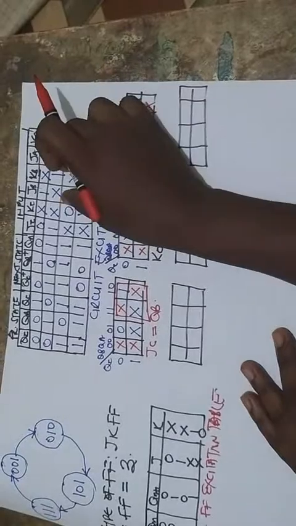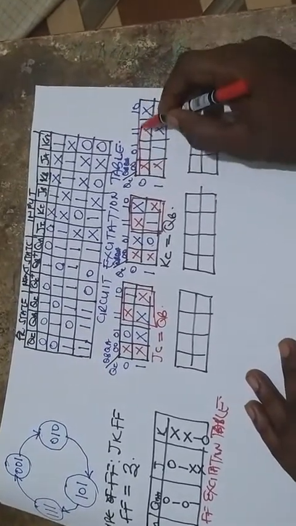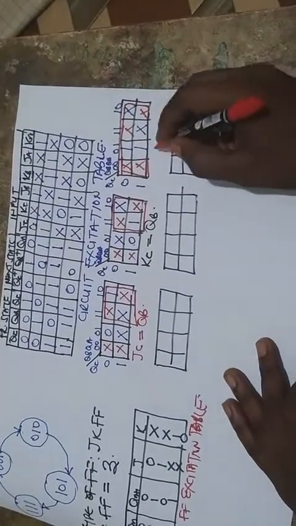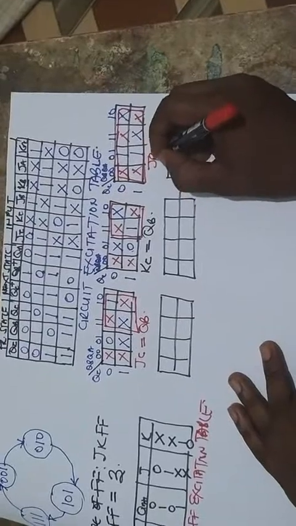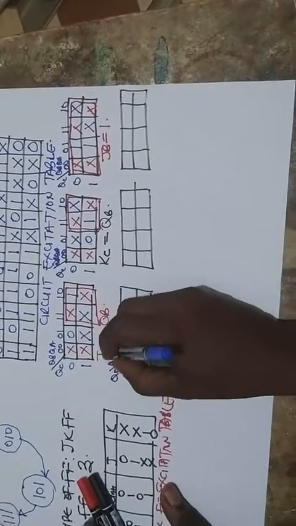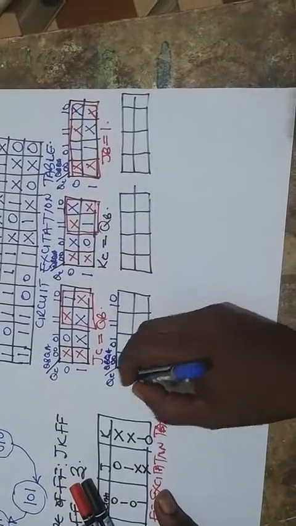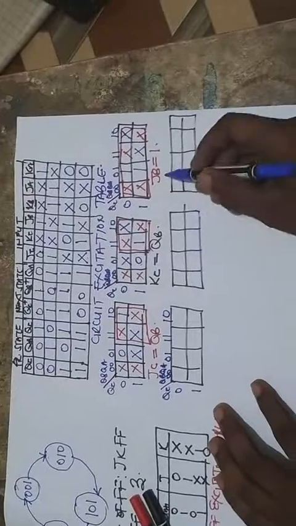I'm using different colors just to differentiate from the excitation table, and the red is the blanks that we are filling. Okay, so here we can get all. So it means JB equal to 1. Let's do for KB. So KB, you have QC, QB, QA, 00, 01, 11, 10, and then 01.